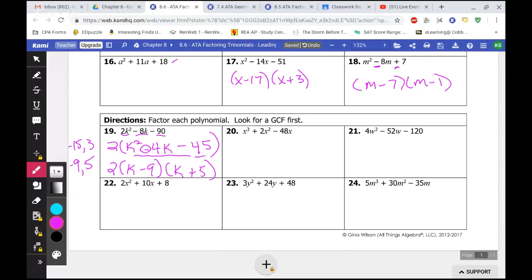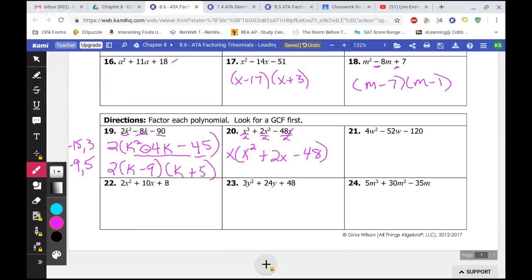On number 20, it doesn't look like there's a number that each one has in common, but it has a letter in common. So if I take the letter x out or divide each one of these by an x, if I do x cubed divided by x, that would leave me an x squared. And if I divide 2x squared by x, I would be left with 2x. And if I divide a negative 48x by x, I would be left with a negative 48.